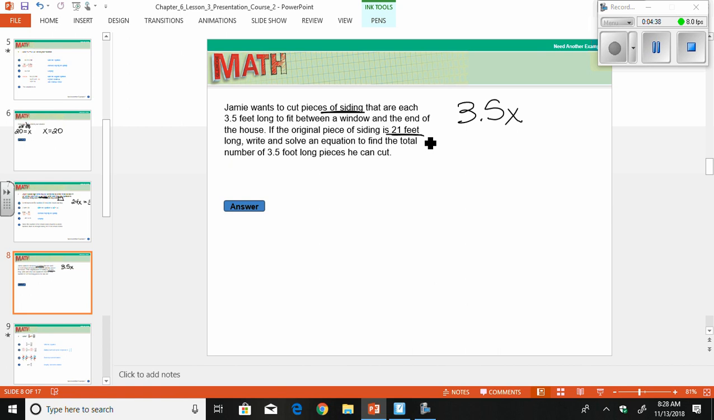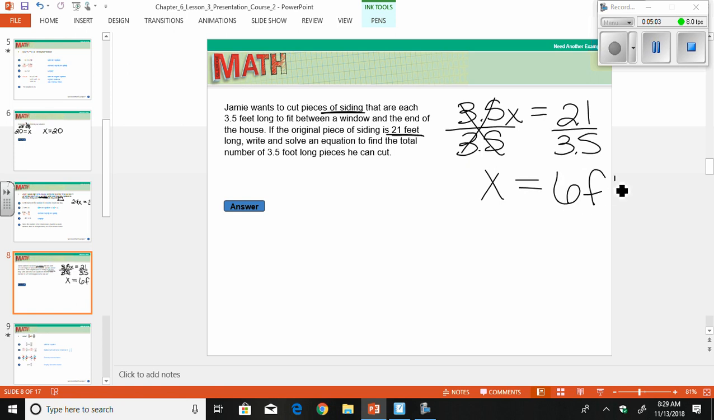So a total of 21 feet, well, it's 3.5 times x. So the opposite of multiplying by 3.5 is to divide by 3.5. If you do it to one side, you do it to the other side, and you get x equals 6. So 6 pieces.